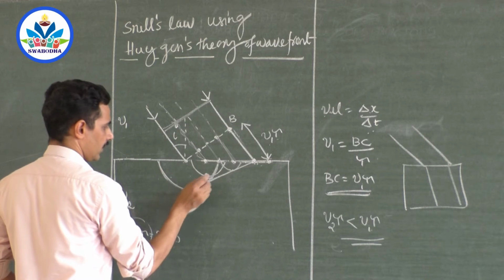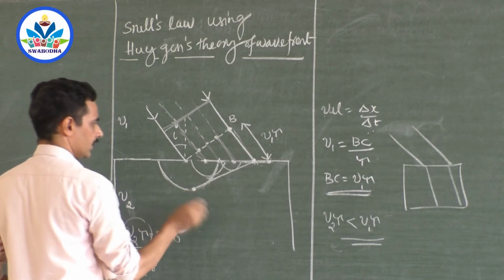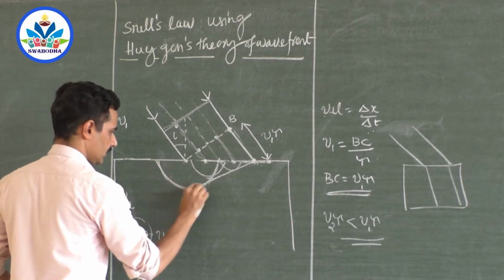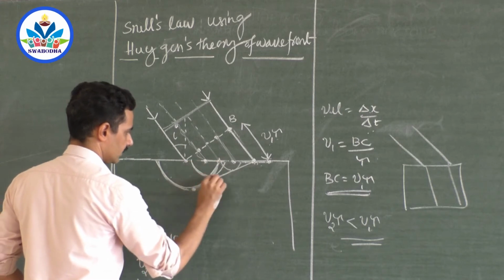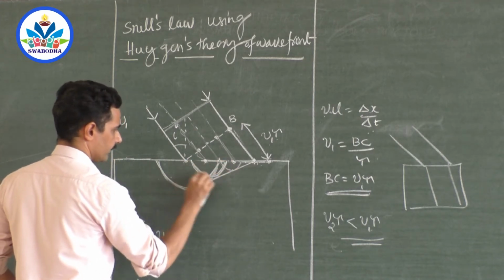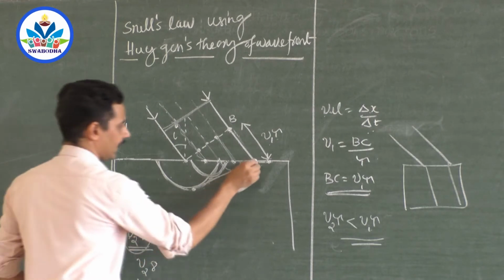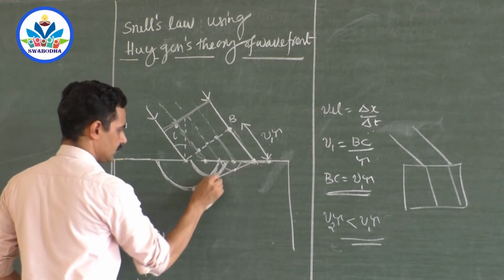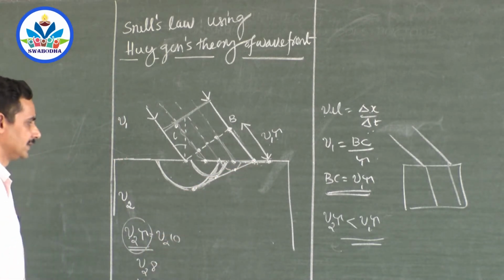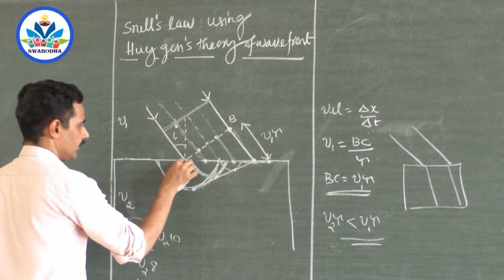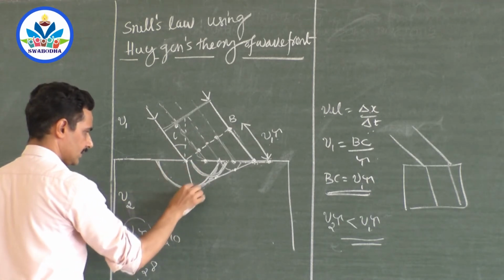Common points which will join all these curves is a tangent to the curves like this. Of course, I have to increase it a little bit like this. So you connect all the tangents to these curves. What do you mean by this? The wave which is entering here must have reached here.